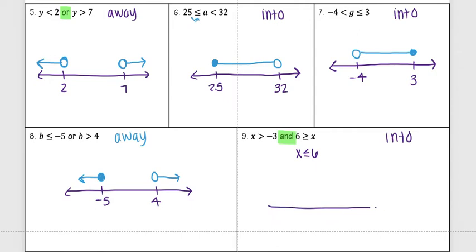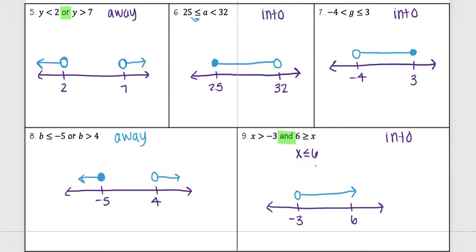And so when I'm graphing this, I know they're going to be connected, but I'm going to go ahead and just show if I didn't realize that. So I have x is greater than -3, x is less than or equal to 6. Starting with x is greater than -3, it's strictly greater than, so I know it's open, and it's greater, so I'm going everything to the right of it.